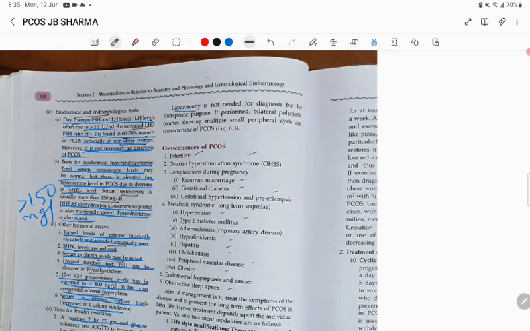Laparoscopy is not needed for diagnosis but for therapeutic purpose. If performed, the bilateral polycystic ovaries show multiple small peripheral cysts characteristic of PCOS.